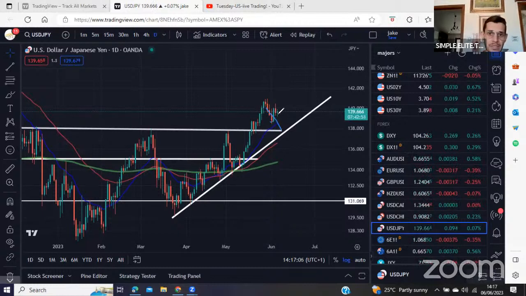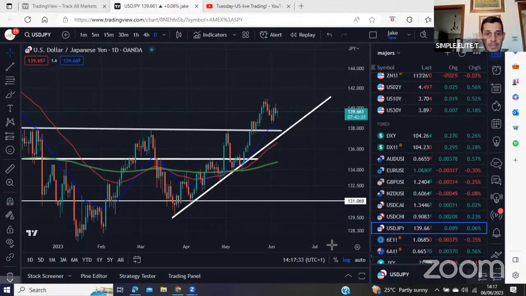So I would like to see some nice pullback at this support level, where the price previously got lower. Once it breaks, it has to act as support. So I would like to see some price pullback to the support level before I set up my dollar long.